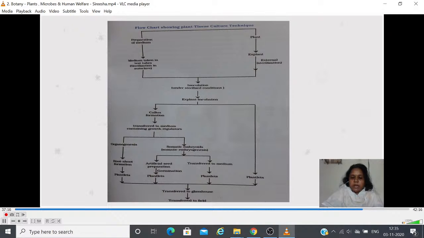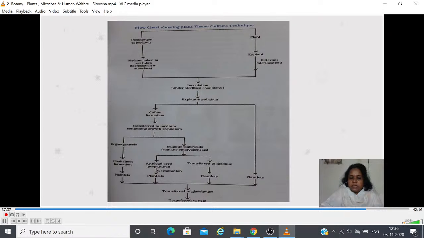And after small plantlets are reached, they are transferred to the glass house, or the greenhouse, as we call it, where we have to look after those plants very carefully, and if they are successful in growing freely, then they will be transferred into the field. And this is one process.